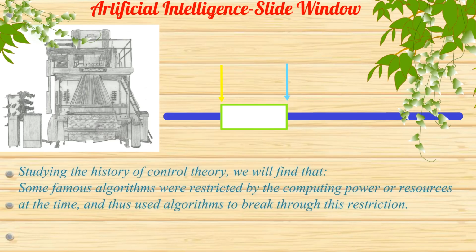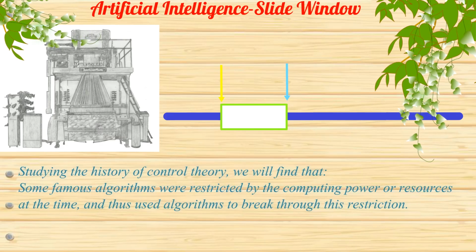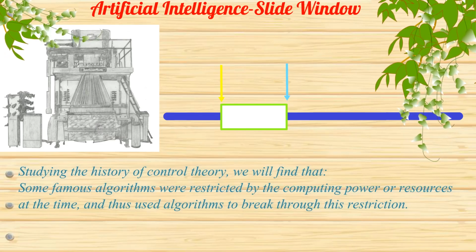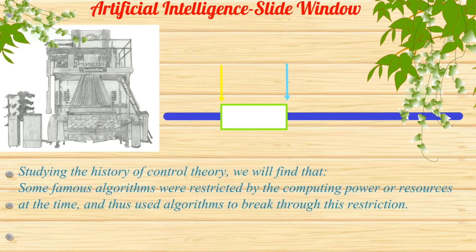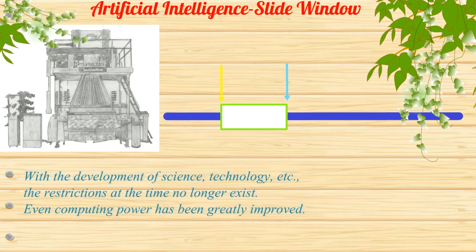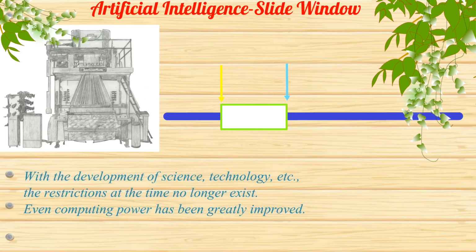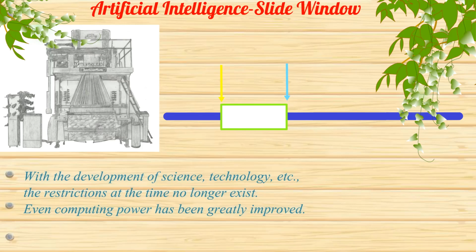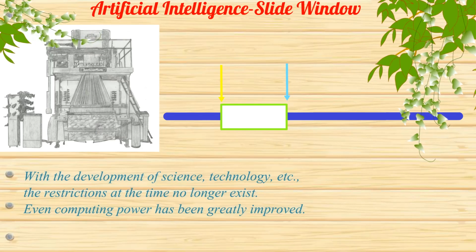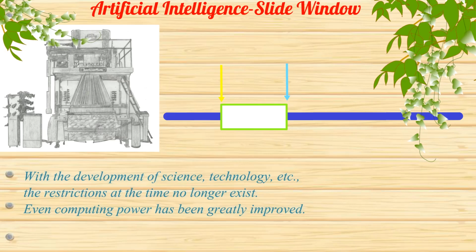Studying the history of control theory, we will find that some famous algorithms were restricted by the computing power or resources at the time, and thus used algorithms to break through this restriction. With the development of science, technology, etc., the restrictions at the time no longer exist. Even computing power has been greatly improved.